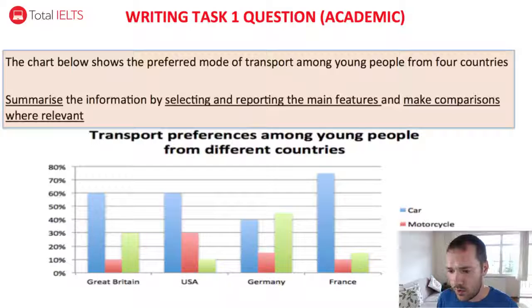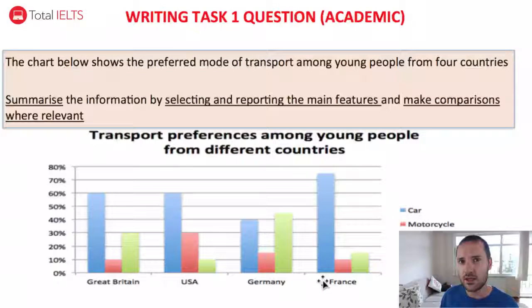I'm just trying to see, is there anything else? You'll see that in Great Britain and in the USA here, there's a great difference between the 3 different modes of transport, isn't there? I mean, car is clearly the majority, motorcycle not being quite popular at 10%, and then bicycle almost halfway through. And USA is pretty similar in that there's varying levels of interest in a particular mode of transport. So that could be 3 main features.